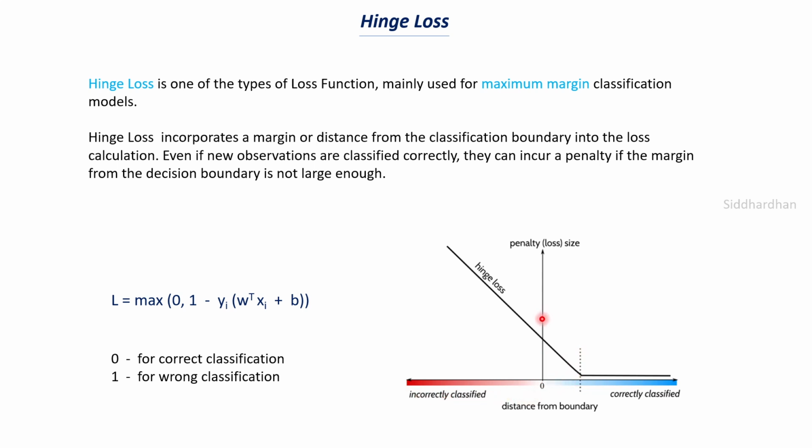And we are basically trying to plot the hinge loss versus the distance from boundary. Okay, so if you just come here, you can see this line represents your hinge loss value. When you make an incorrect prediction and the distance from the boundary is high, you will have a very high hinge loss. When you make a correct prediction, correctly classified means your data point is classified correctly.